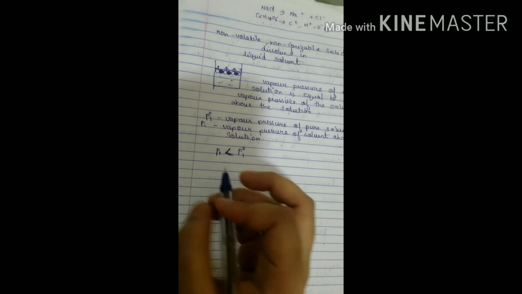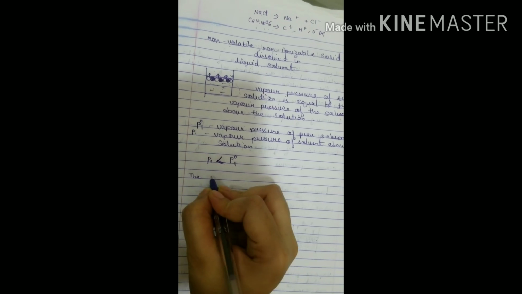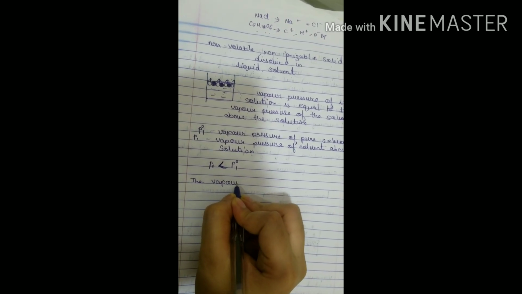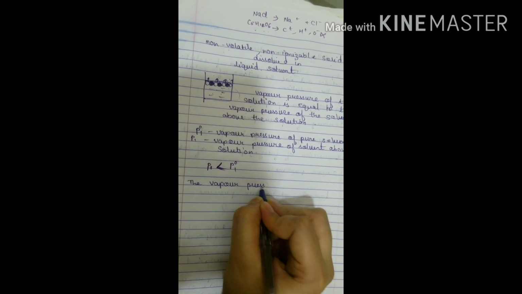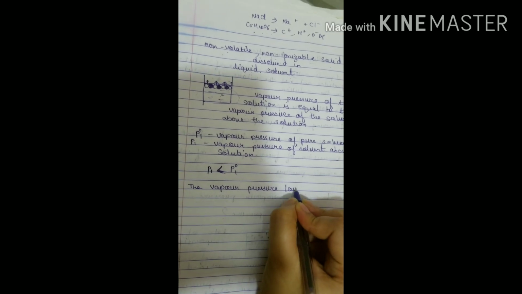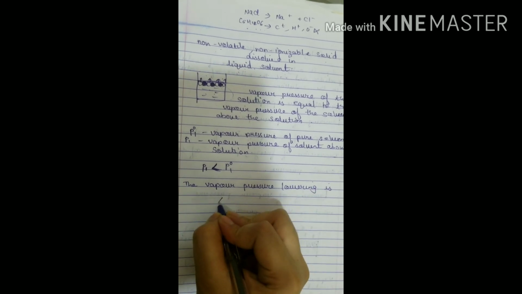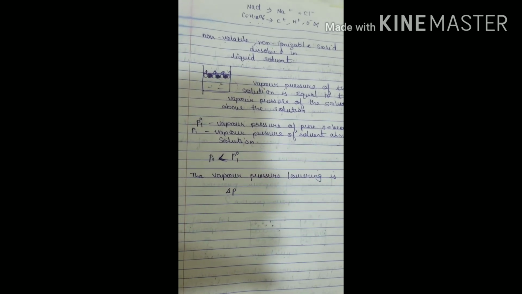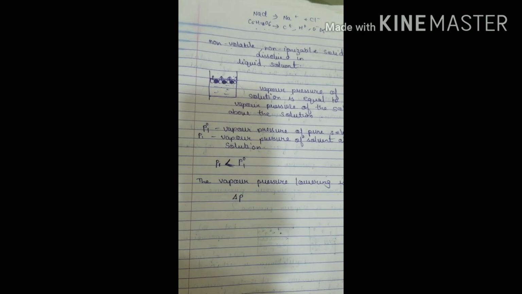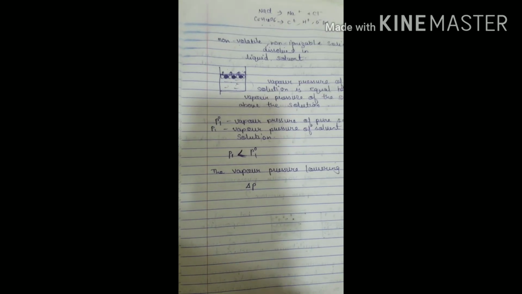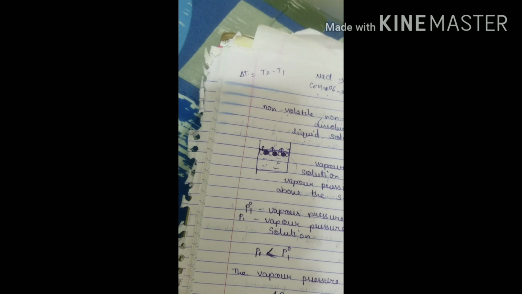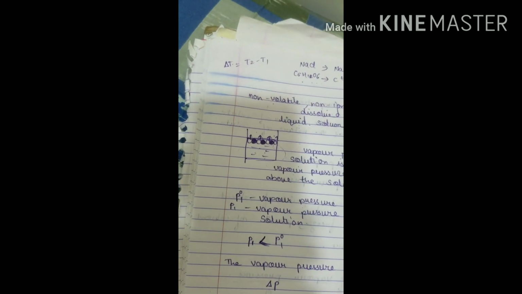Next, the vapor pressure lowering. The vapor pressure lowering is written as delta P. Now delta P, or even delta H or delta T, I'm just explaining it over here. If you take delta T, then you write it as T2 minus T1, final minus initial. Okay, this is how you write it.